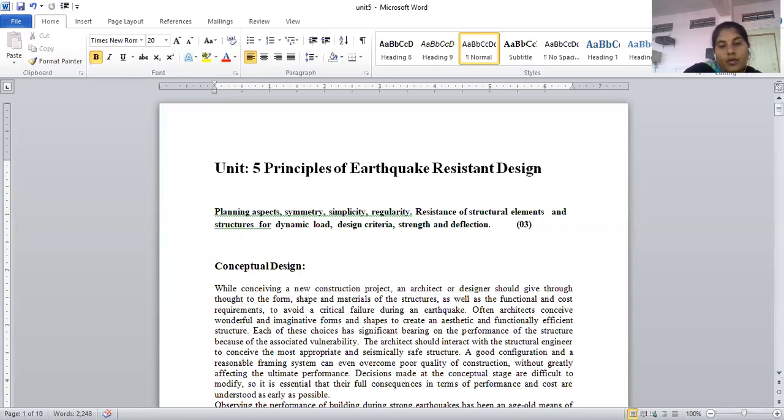Buildings with re-entrant corners, U, V and X shapes, will face considerable damage, hence should be avoided.